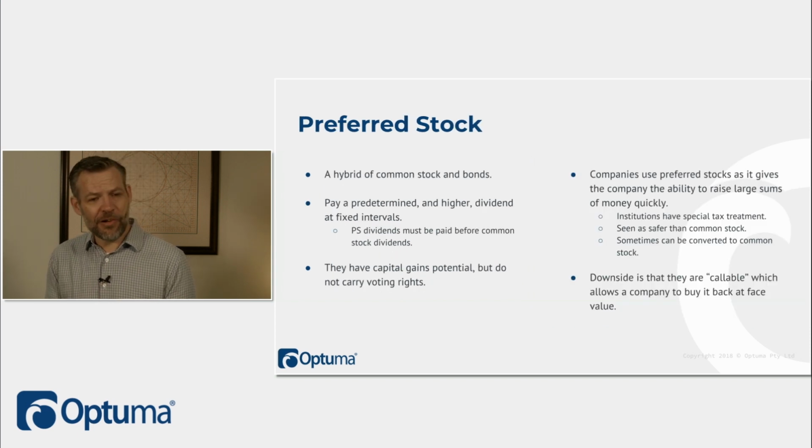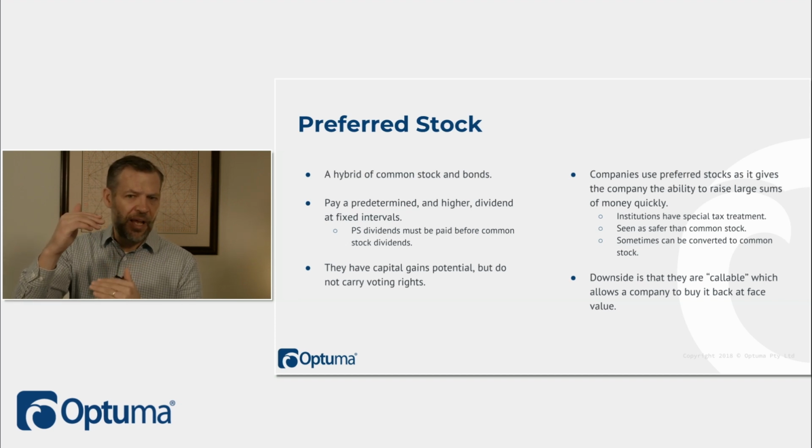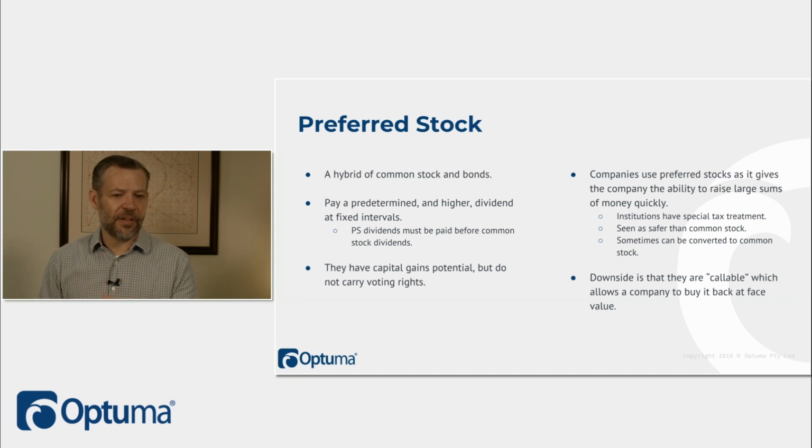Preferred stock. So it's a hybrid of common stock and bonds. Again, it's a great way for a company who is trying to raise money, wants to structure it as debt, but not give away voting right shares and things like that. So it's kind of in between corporate bonds and shareholding. And so again, from a liquidation perspective, bondholders get paid first, preferred stock gets paid next, and then common stock gets paid after that. So pay a predetermined and higher dividend at fixed intervals.